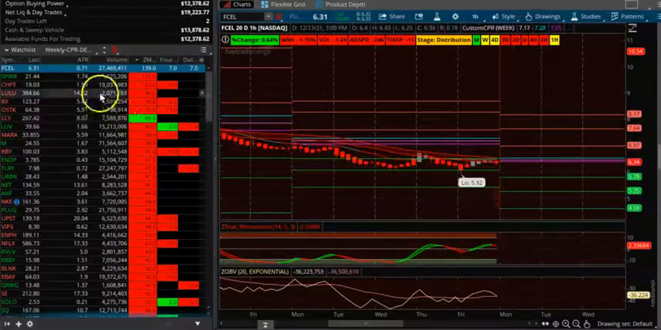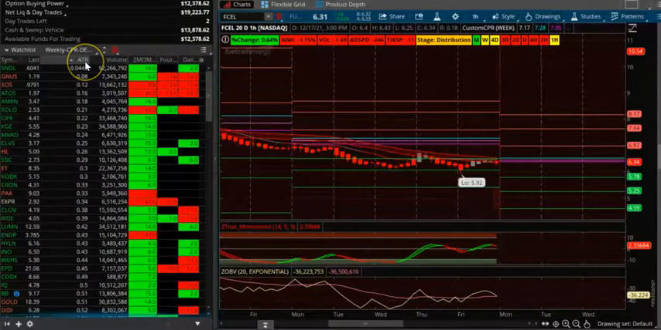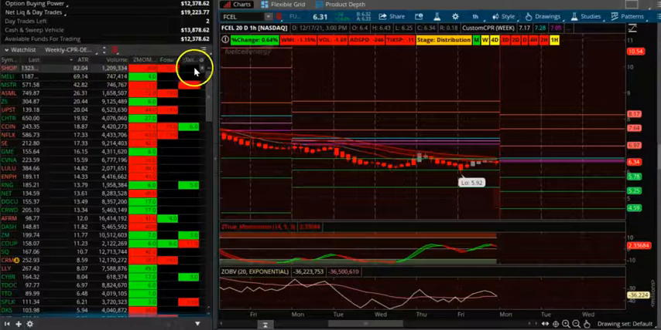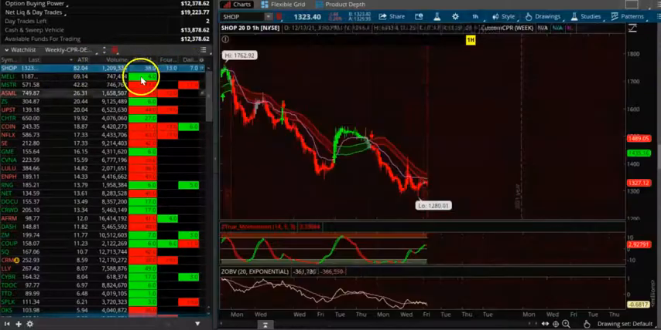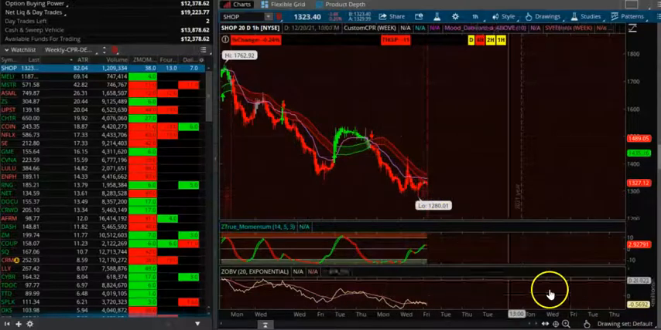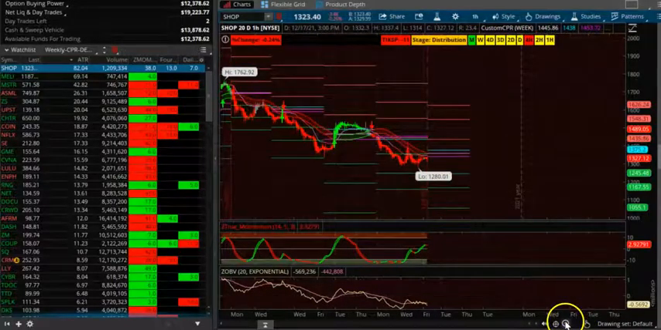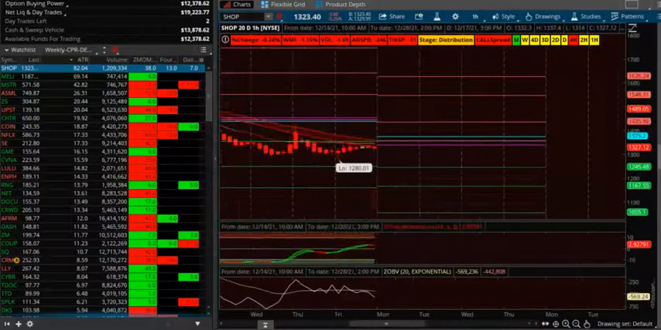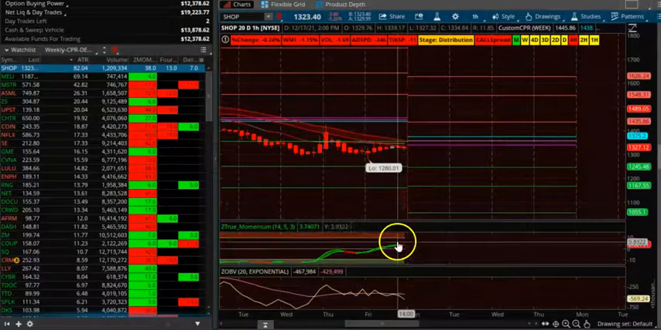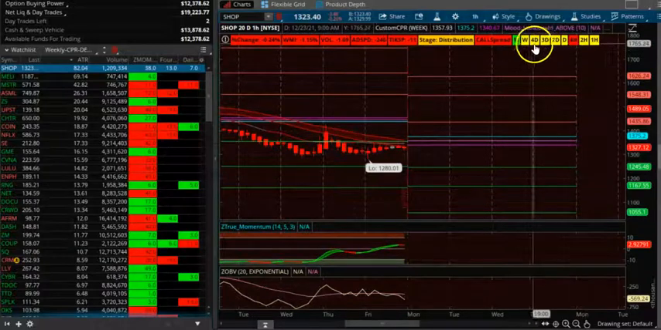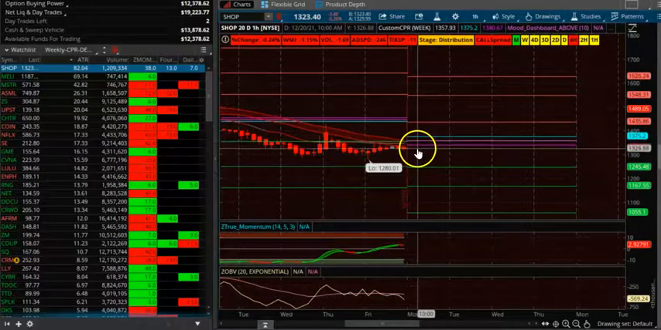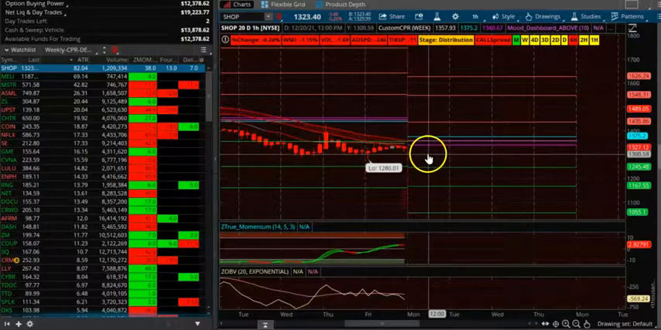Next stock, let me see. You also want to look for stocks with ATR. Here Shopify is a good one. It's downtrending, 38 candles are downtrending. You can see on balance volume is down, momentum is red, and the time frame is also kind of red to yellow. Once you see a candle down below, you can take the trade.